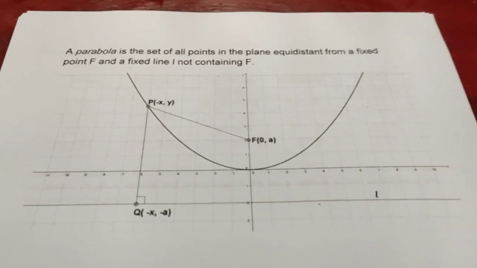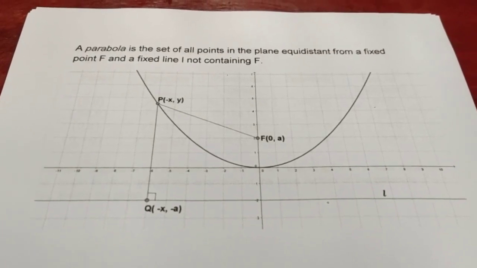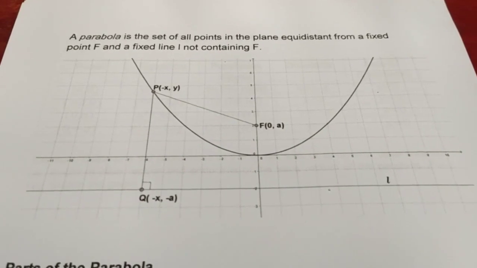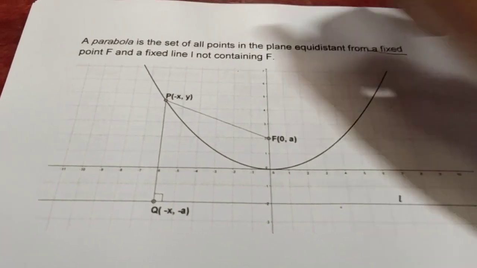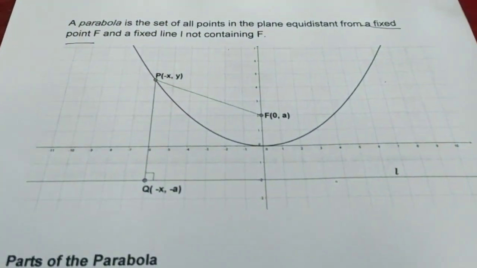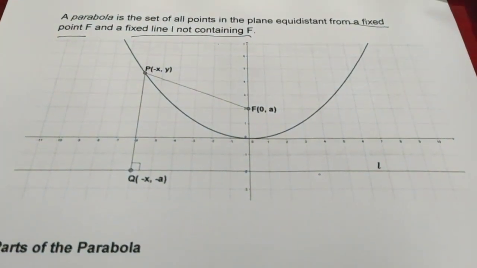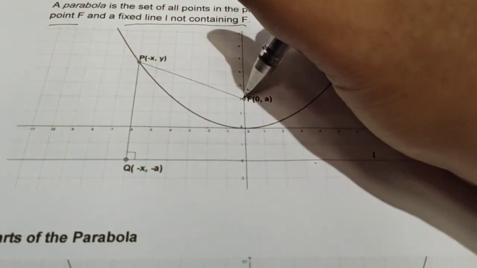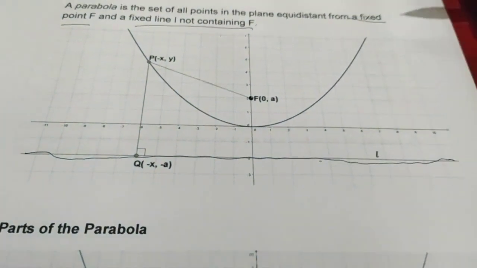Good day everyone. Today we are going to discuss the parabola. First, let's define what a parabola is. A parabola is the set of all points in the plane equidistant from a fixed point F and a fixed line L not containing F. From the definition, let's say F is the fixed point and L is the fixed line.